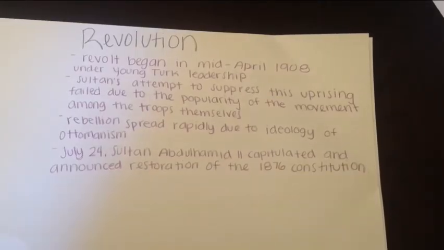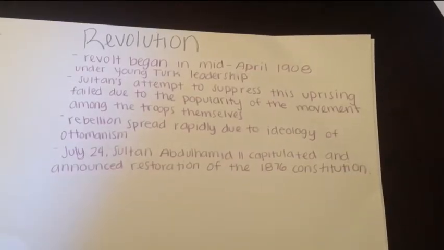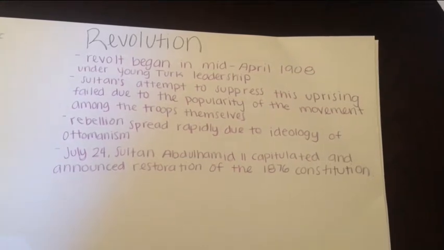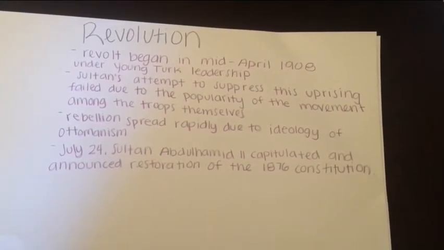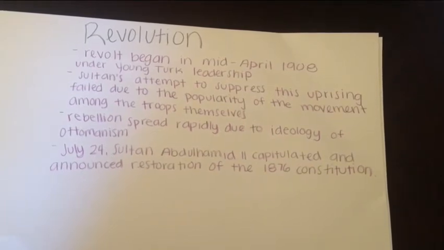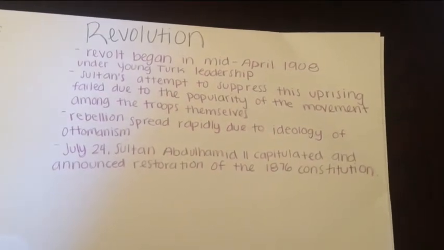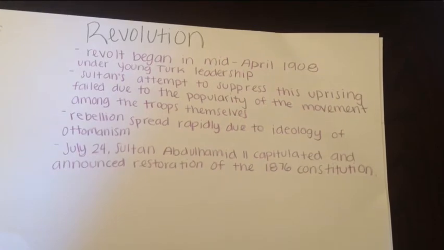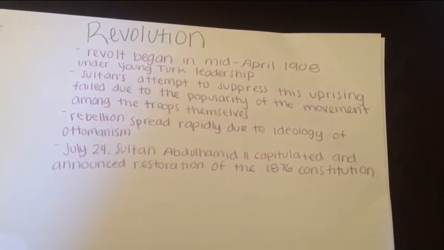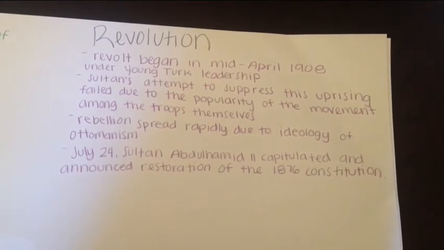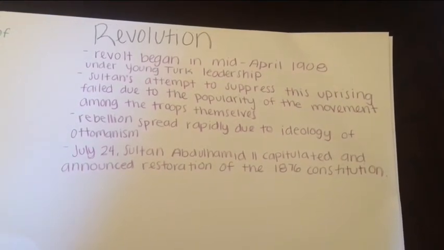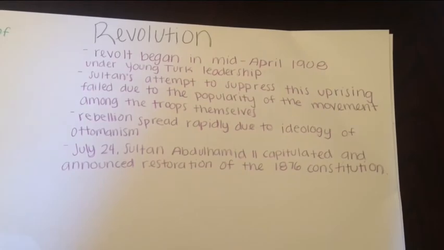Revolution. The revolts began in mid-April 1908 under Young Turk leadership. The Sultan's attempt to suppress this uprising failed due to the popularity of the movement among the troops themselves. The rebellion spread rapidly due to the ideology of Ottomanism. Therefore, on July 24, Sultan Abdulhamid II capitulated and announced the restoration of the 1876 constitution.